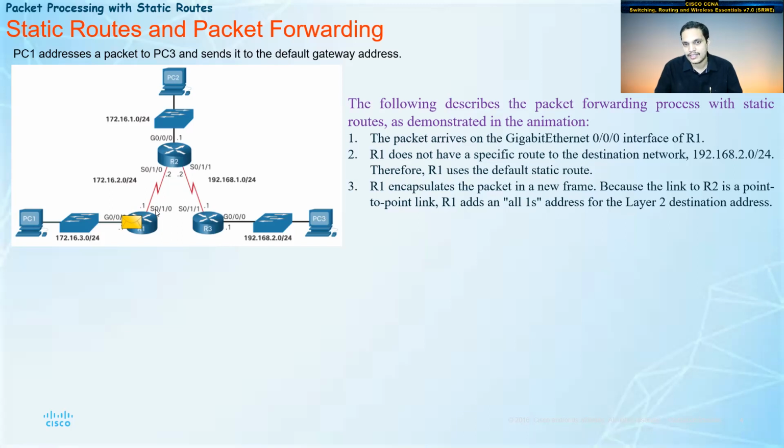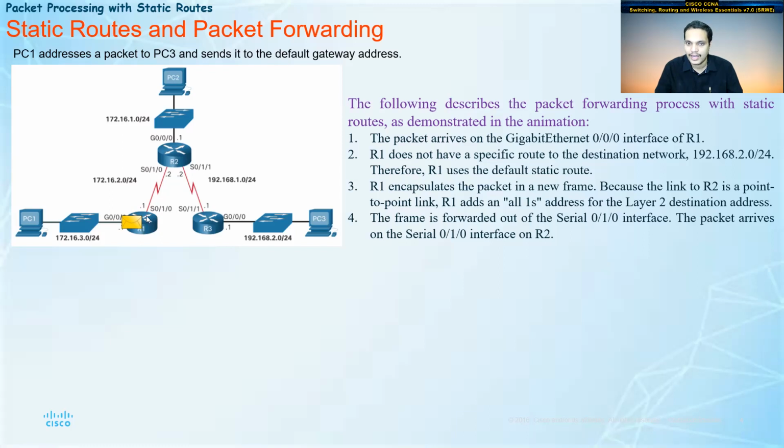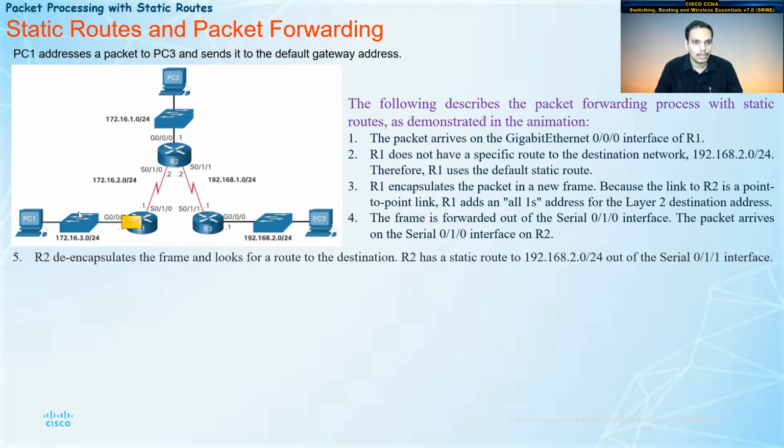So in step 3, R1 re-encapsulates this packet in a new data link frame. Because it is just a point-to-point link here, R1 adds an all-ones address for the layer 2 destination address, because here the packet can only be received by R2. In the fourth step, the frame is forwarded out of the serial S0/1/0 interface of R1, and this arrives at the S0/1/0 interface of R2.